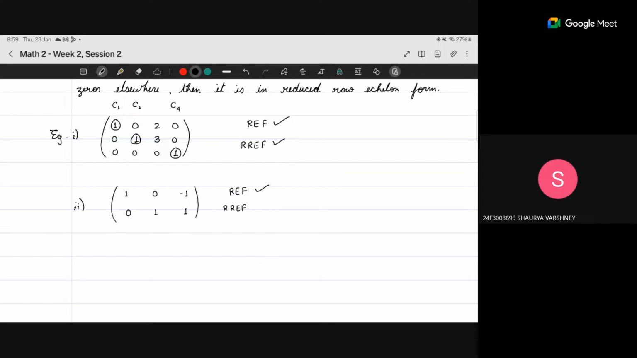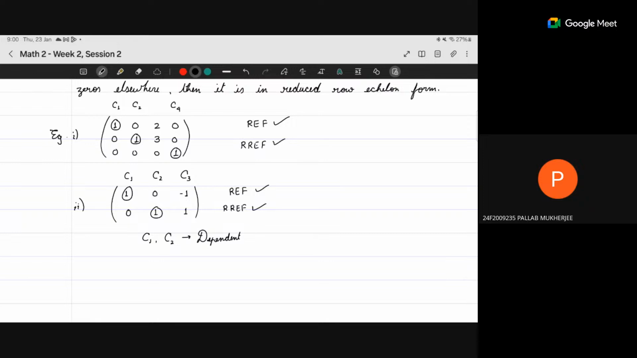So what are the columns corresponding to the dependent variables? C1, C2. So C1, C2 are the columns that we care about, correct? Yes, sir. And they don't contain any other non-zero entries. So it is in RREF, correct? Okay.